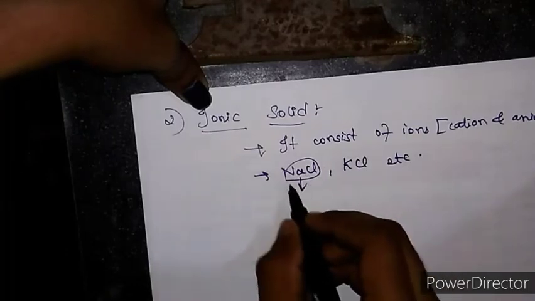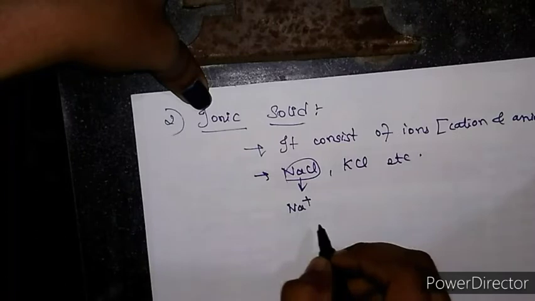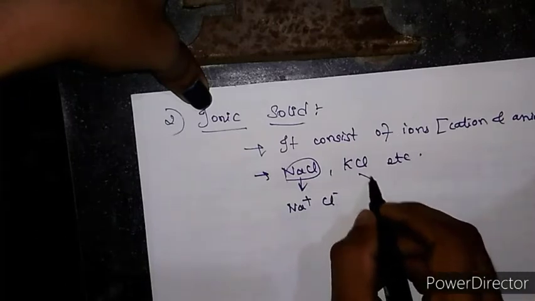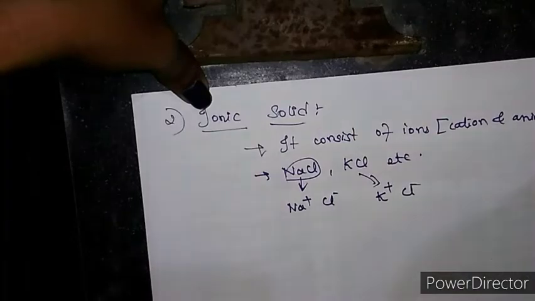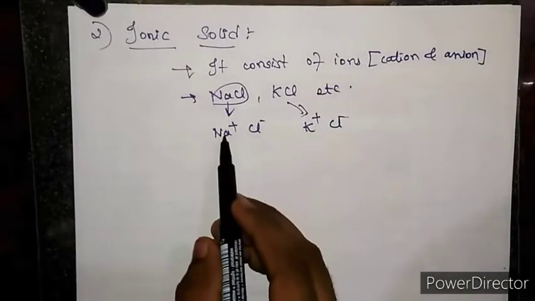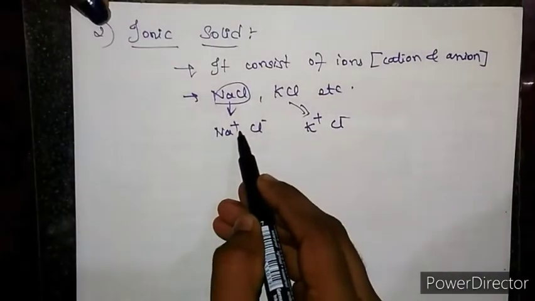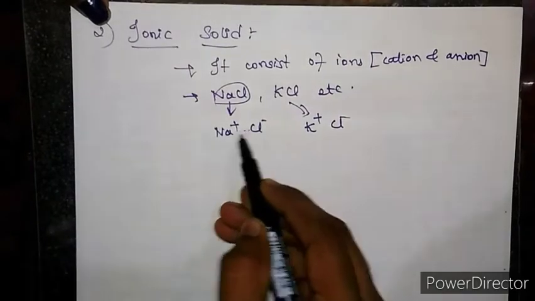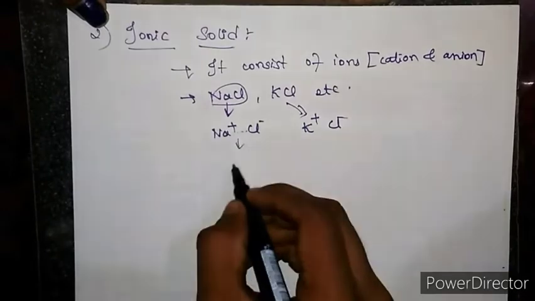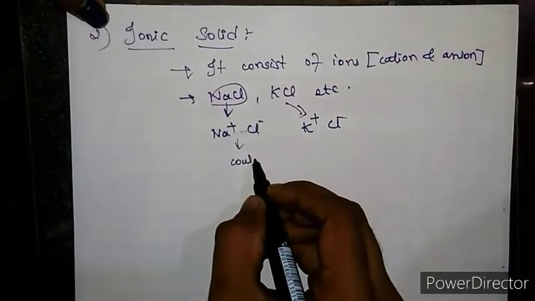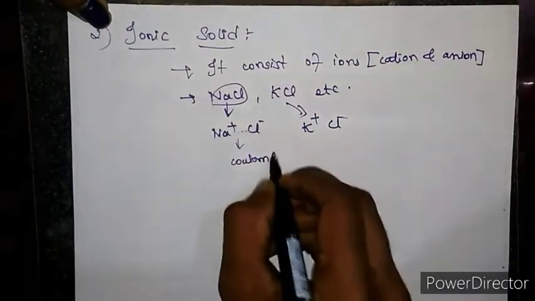What is a cation here? Na is the cation and Cl is the anion. Here, the cation is K plus and Cl is the anion. Now, between this cation and anion, there will be an interaction, right? That force of attraction that holds this cation and anion is a Coulombic force. Coulombic force of attraction.